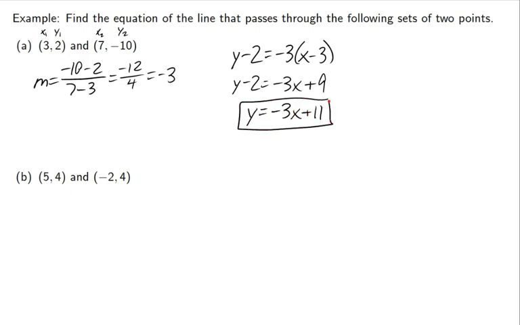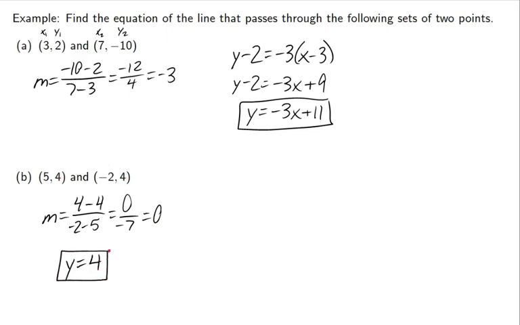Next example. We've got 5, 4 and -2, 4. So if I want to calculate the slope, I've got 4 minus 4 over -2 minus 5, which is 0 over -7, and that's just 0. Really what you should know at this point is this is a horizontal line. As soon as you see that the slope is 0, you really don't have to do any work. All you have to say is y equals, and what y coordinate should I use? Well, the one that showed up in both points. So the final answer is y equals 4 when the slope is 0.